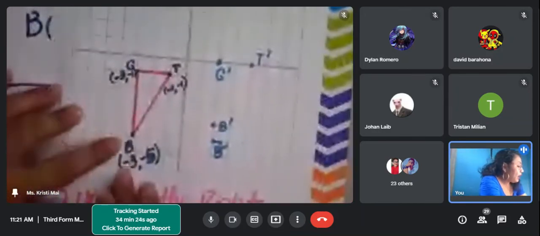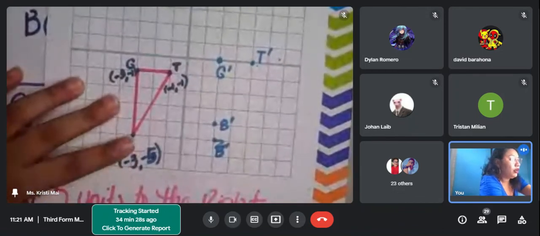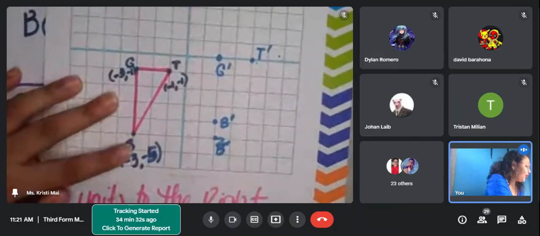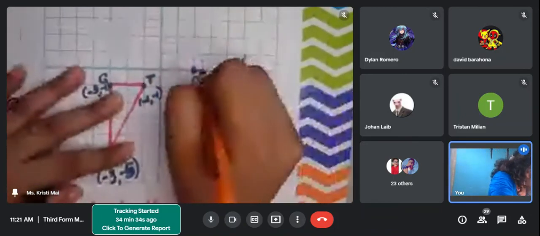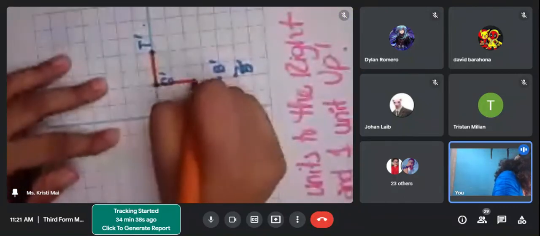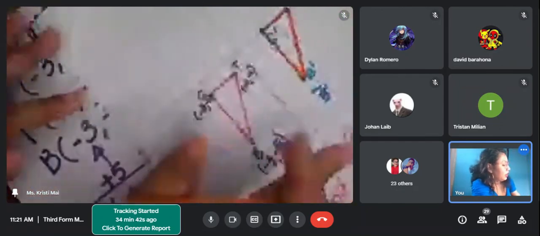Okay. So now I have the points plotted. I am going to be connecting them. And please use a ruler for your ones. I am going to be doing it freehand. I am going to be connecting them. And there you go.